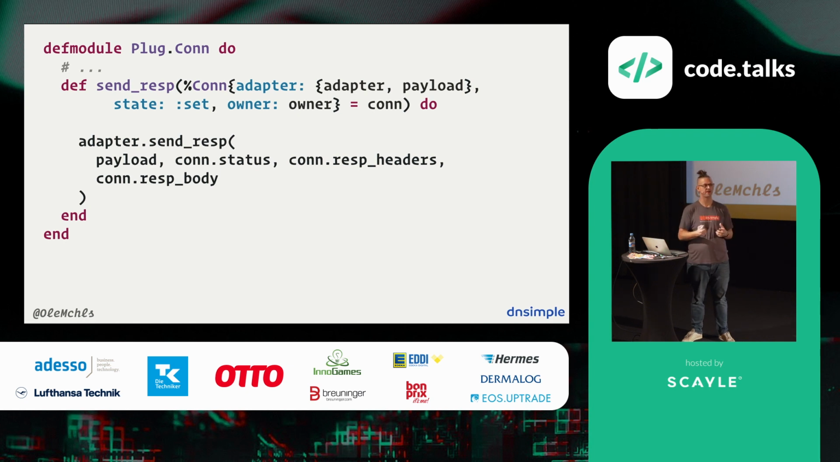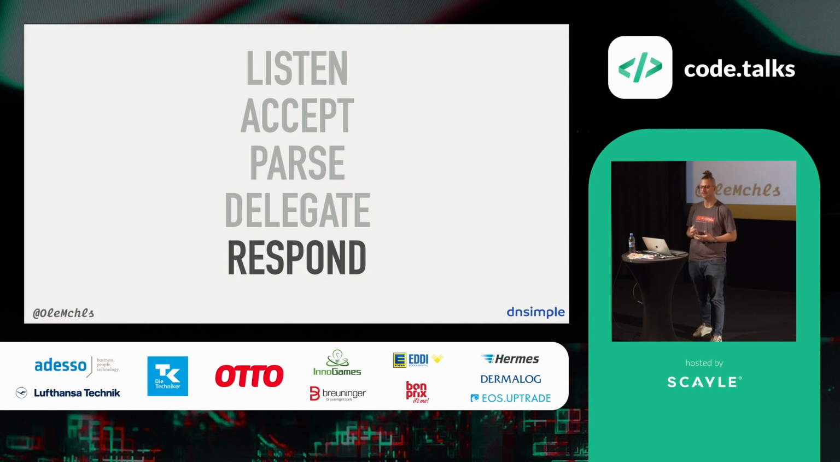And the contract of Plug is actually you give it to Plug, Plug takes care of it in the connection and hands it back to you if you ever need to send it out again. And then on the adapter, as you can see here, there's send response called with the payload. So here's how adapter and payload from the connection are put back together, right? And then we also pass the status, the headers, and the body. So only the things that the web server really needs to actually send it out on the wire. So this gets us back to respond.